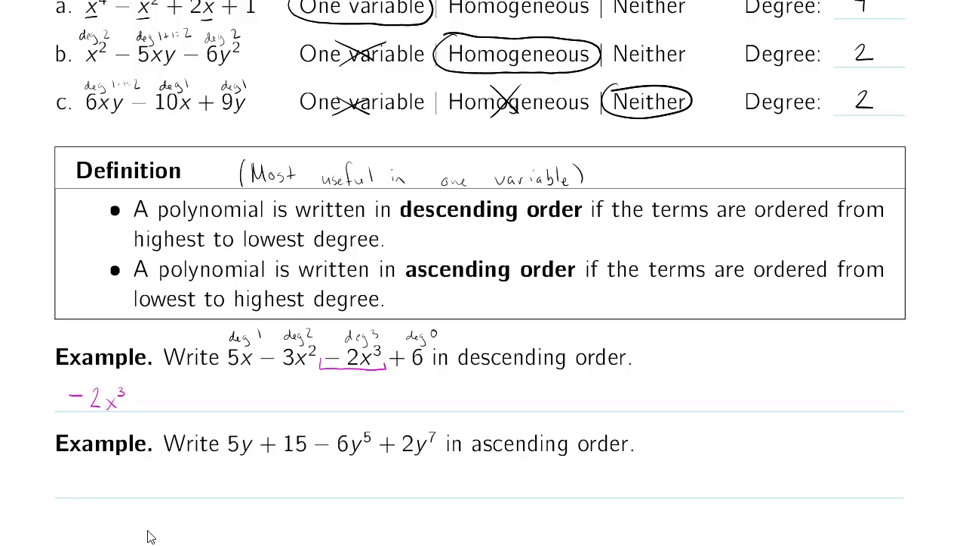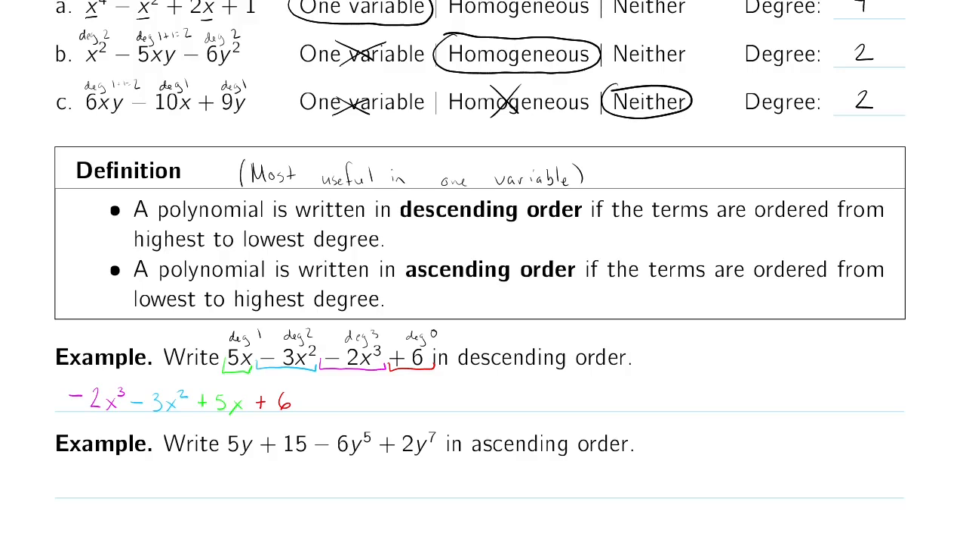And then we have a degree 2 term, minus 3x squared. And then we have a degree 1 term, so plus 5x. And finally, our degree 0 term, plus 6. So in descending order, we have our degree 3, our degree 2, our degree 1, and our degree 0. In this case, the degrees come one after another, 3, 2, 1, 0. There can be gaps in the sequence of degrees, but we can still write in descending order, largest first.